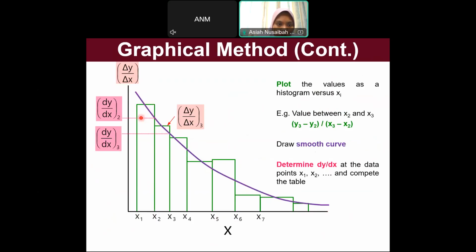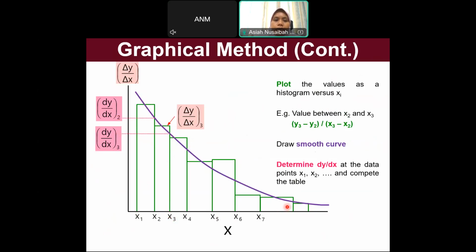So this one will be our dy/dx2, because this is the change of y over the change of x2, the first histogram. The second histogram is the change of y over the change of x3, which involves x3. So where the value of x3 vertically crosses the purple curve, you're going to get dy/dx3, and so on.